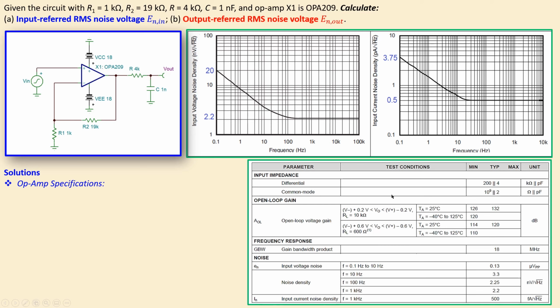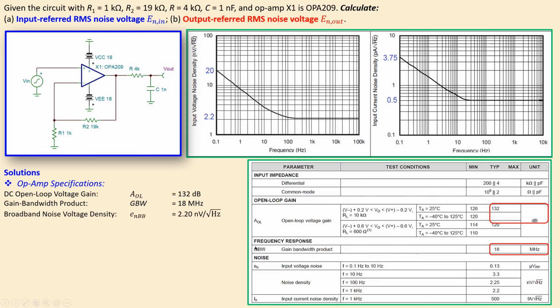So let's summarize what we need from this datasheet. We need the open loop gain, which is 132 dB. That is actually shown here. We also see this very important parameter, the gain bandwidth product, GBW, which is then 18 megahertz, which is shown here. So the gain bandwidth product.